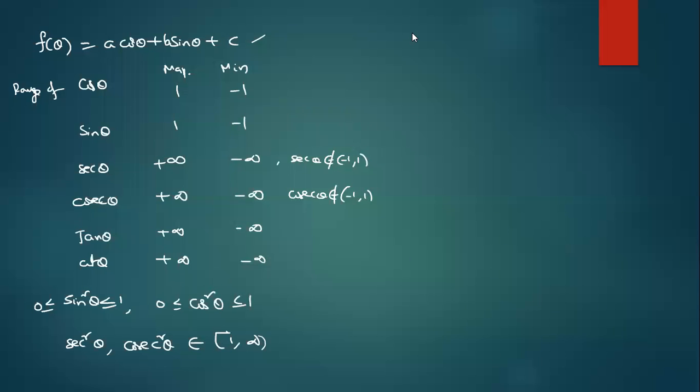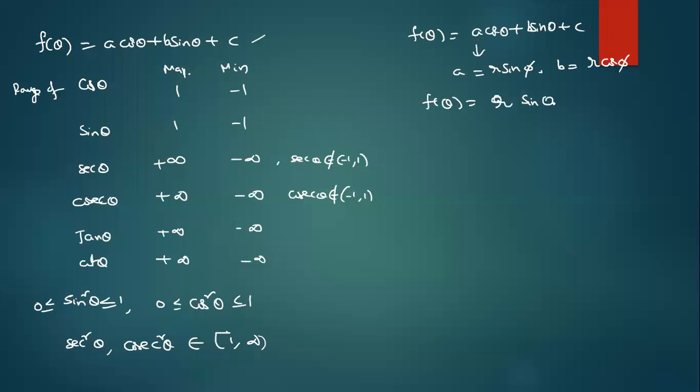Now, f of theta is given as A cos theta plus B sin theta plus C. How to convert this one? Here A I'm taking as R sin alpha, and B is equal to R cos alpha, as I told you last time. And f of theta is R into sin of theta plus alpha, plus C. Dear students, from these cases, A square plus B square is R square. That means R is root over A square plus B square.